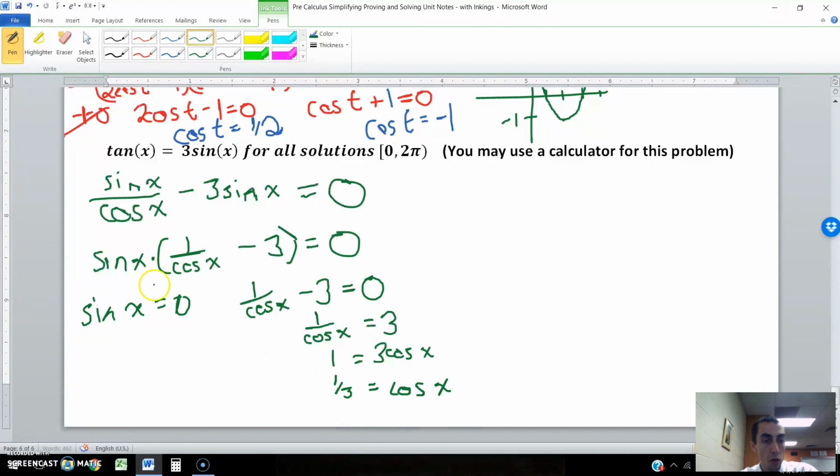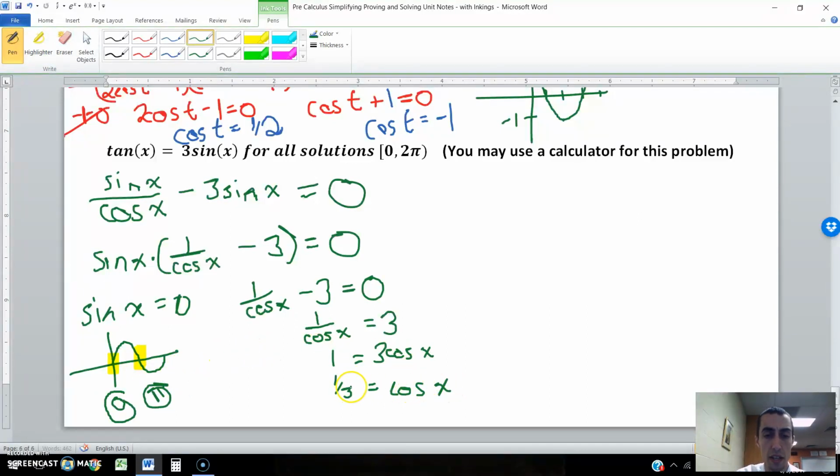Okay, so then we ask ourselves, what are the angles that make each of these equations true? So go to my sine graph. Sine goes like so, from 0 to 2 pi. Of course, it crosses here at 0 degrees, and here halfway through should be at 180 degrees, or pi radians.